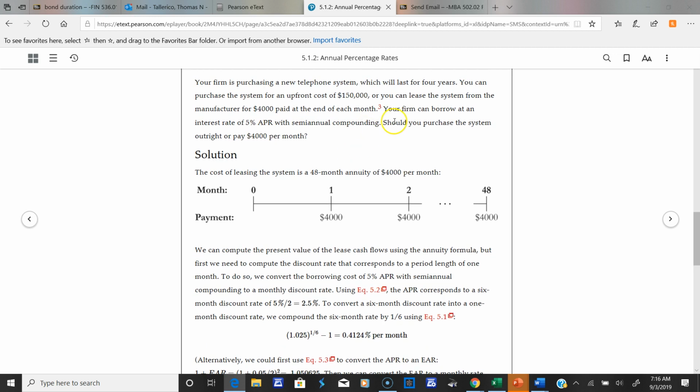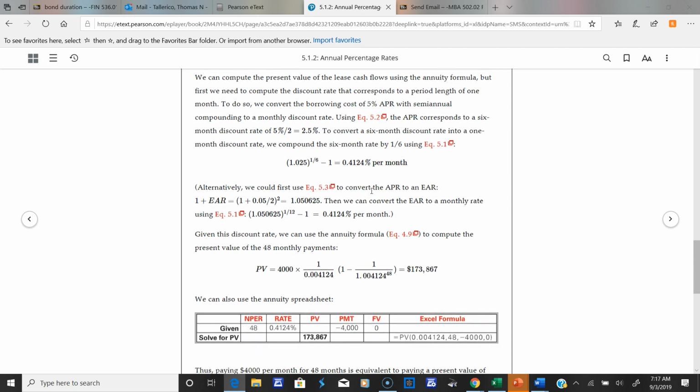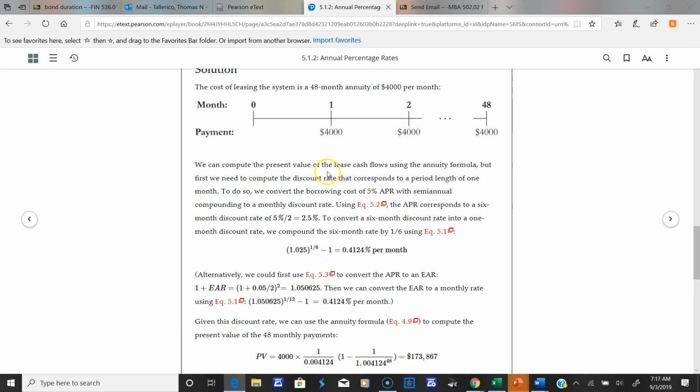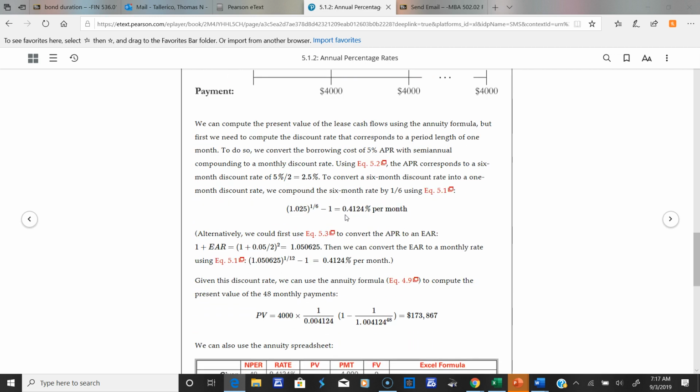So the question is, should you hand them the money up front or lease the system for $4,000 a month? Which one will be cheaper? They're trying to figure out which one will be cheaper. So here is the payment schedule, over 48 months of $4,000 a month. Again, we didn't do time value of money, but you can calculate the present value, what that $4,000 each month would be worth.